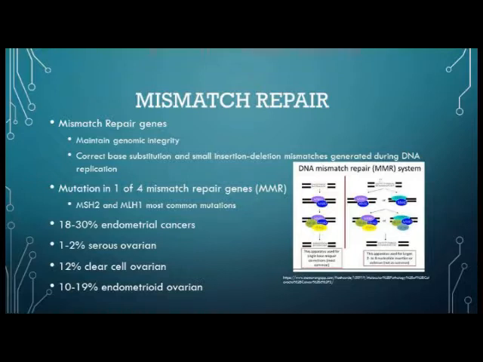The most common mutations are MSH2 and MLH1. About 18 to 30% of endometrial cancers will test positive if you test the tumor for silencing of one of these genes, but that doesn't mean they all have Lynch, and we'll get into that. Also 1 to 2% of serous ovarian, 12% of clear cell, and 10 to 19% of endometrioid ovarian cancers. The endometrioid makes sense to go with endometrial cancer, but clear cell is always one to keep in mind with Lynch.